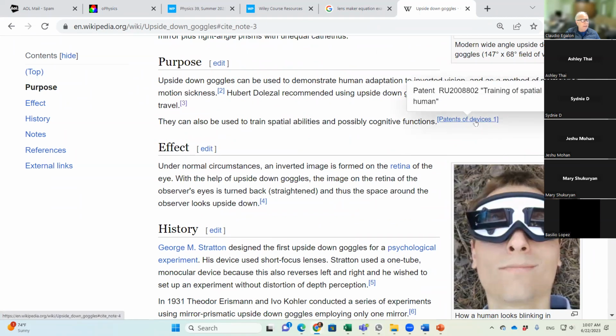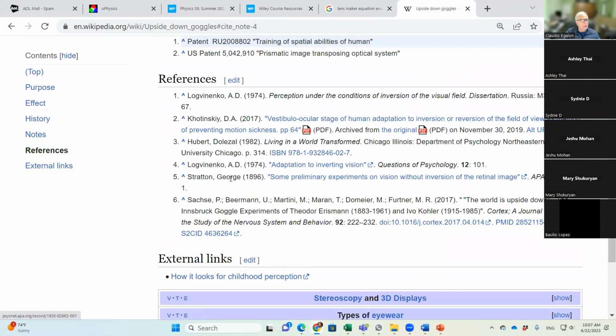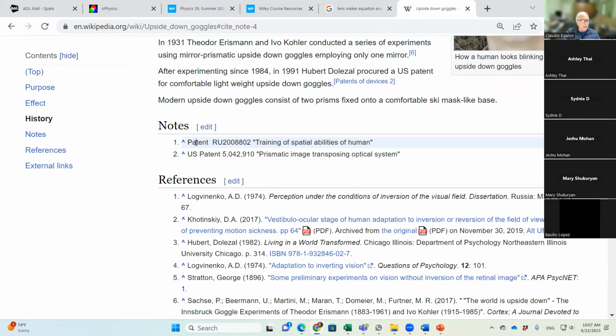See that? They can also be used to train special. Let's take a look at the patents. Virtual archive. Where are the patents? I don't see the patent here. Patent here. Here you go. Notes. It's a Russian patent. See that? RU stands for Russia.